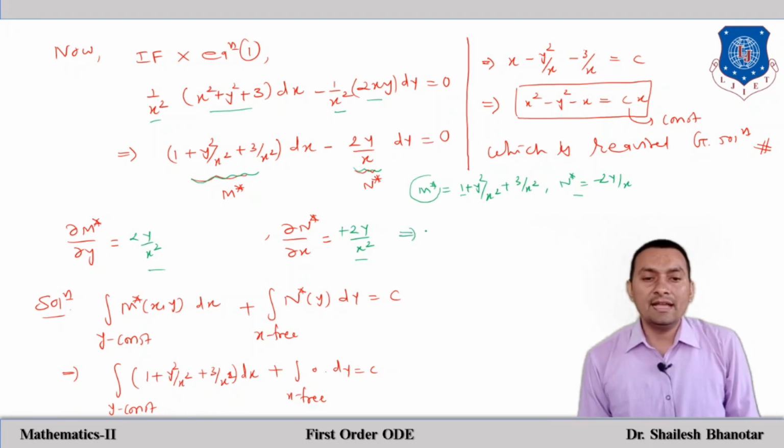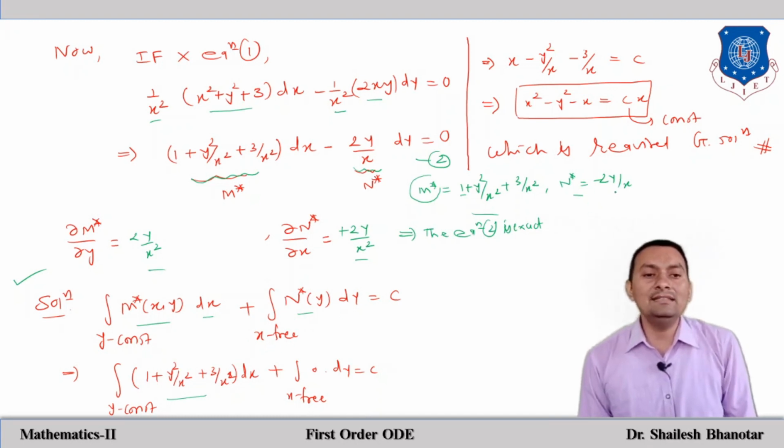That means we can say that if this is equation number 2, then equation number 2 is exact. If it is exact, therefore its general solution is given by the integral of M star (x,y) with y constant dx, plus the integral of those terms of N star free from x dy, is equal to c. So here M star is this one, and for N star it should be free from x, but this contains x, therefore that part will be 0, equal to c.